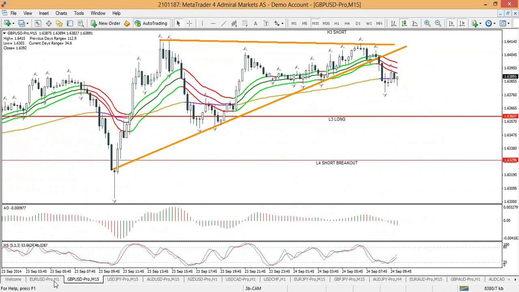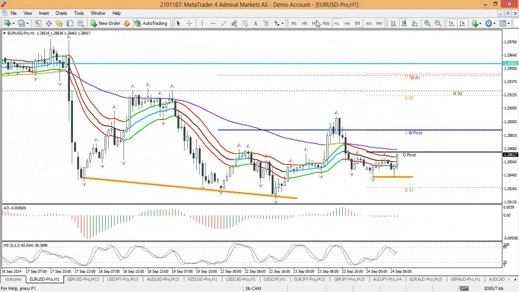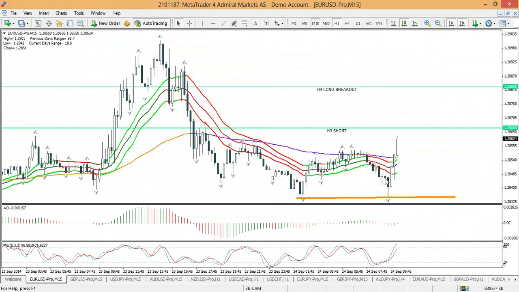Let's take a look at the euro. Darshan is saying we're getting a bounce up indeed. Let's see.